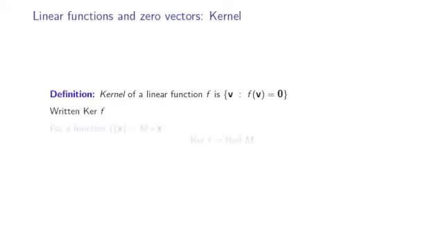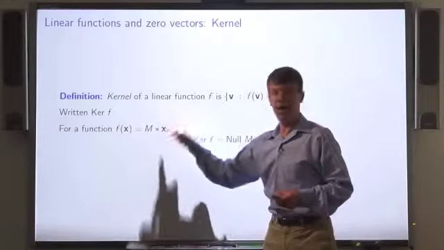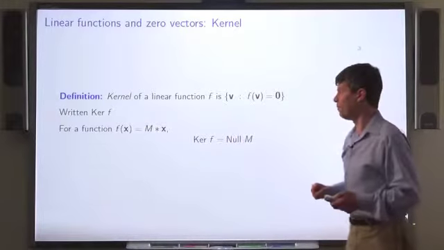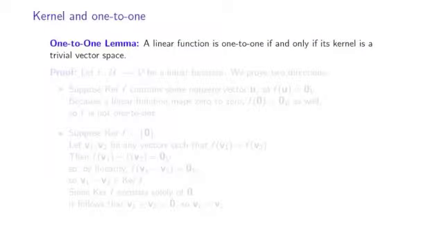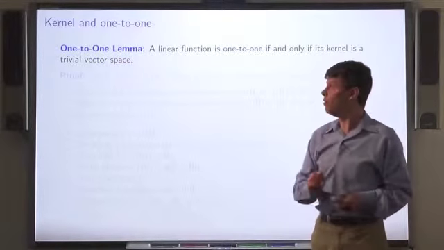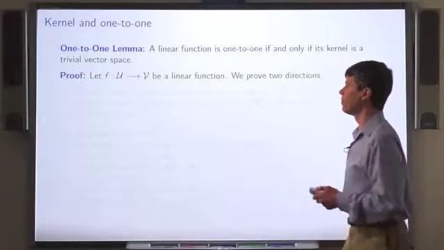It's written ker f. For a function defined by matrix vector multiplication, f of x equals M times x, the kernel of f is just the null space of the matrix M. Now we prove what I call the One-to-One Lemma. A linear function is one-to-one if and only if its kernel is a trivial vector space.